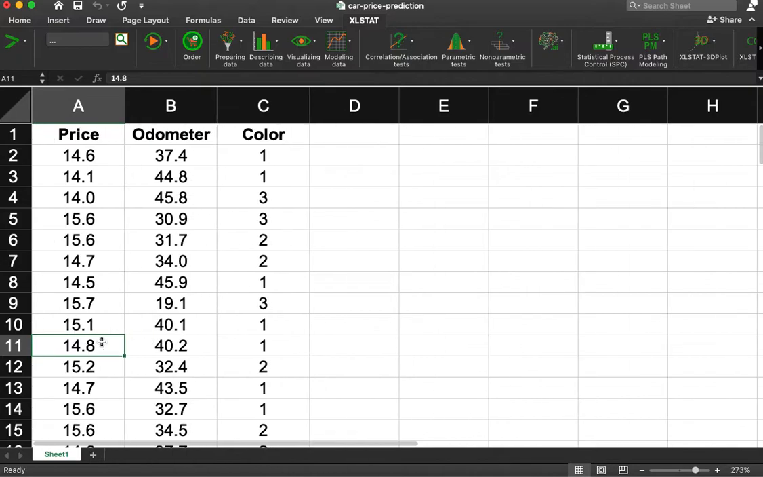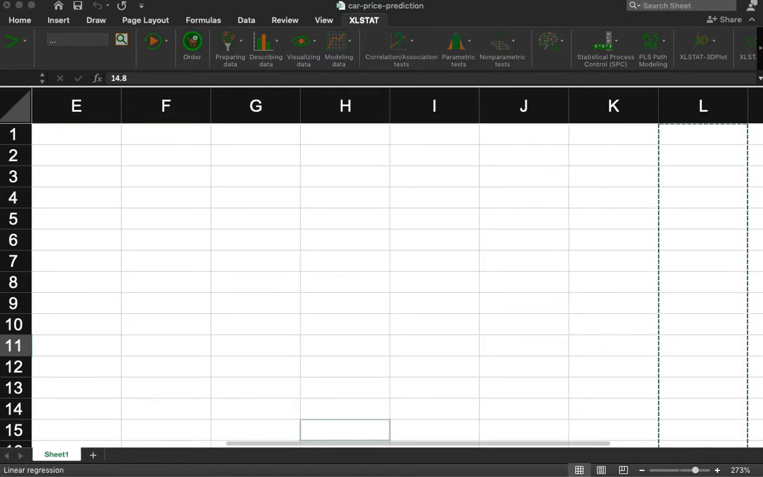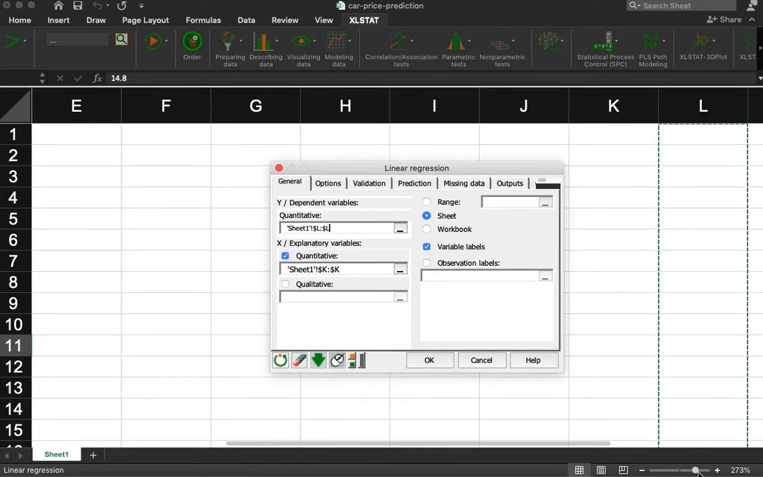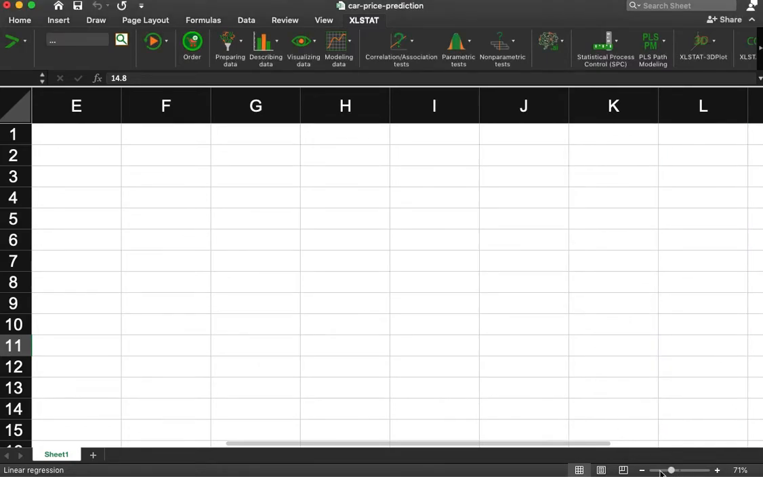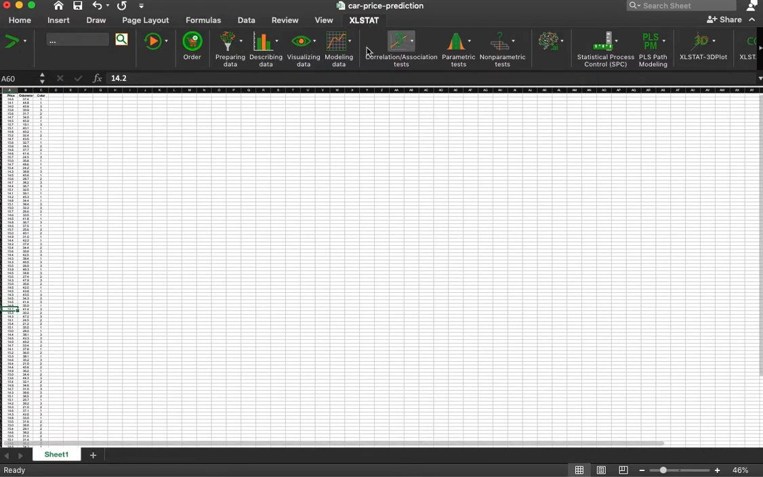Here we go. Just jumped way over to the side. It's because I've kind of zoomed out. Oh dear, it's really super small. I don't know why XLSTAT's doing this.